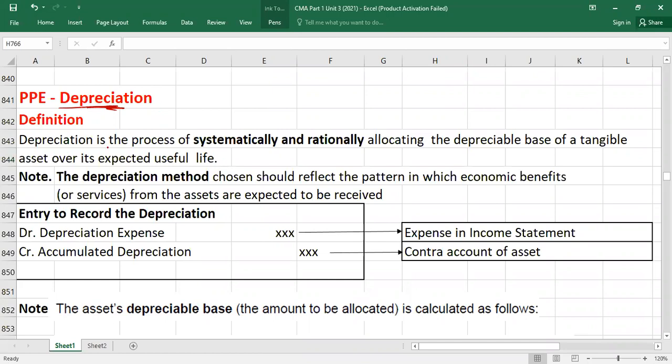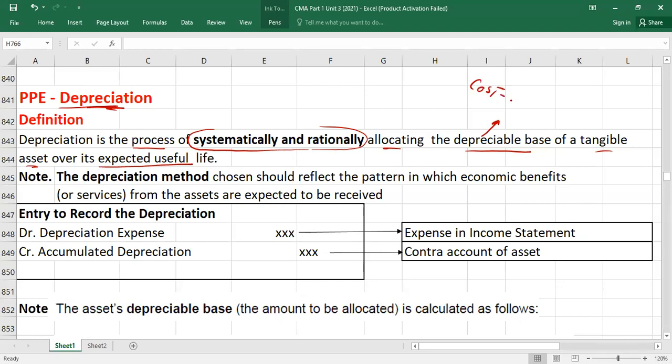Starting with the definition. Actually, depreciation is the process of systematically and rationally allocating the depreciable base of a tangible asset over its expected useful life. So we have to look at the words, we have to understand the words. Number one is, what is the depreciable base? Depreciable base means we need the initial cost of the asset.